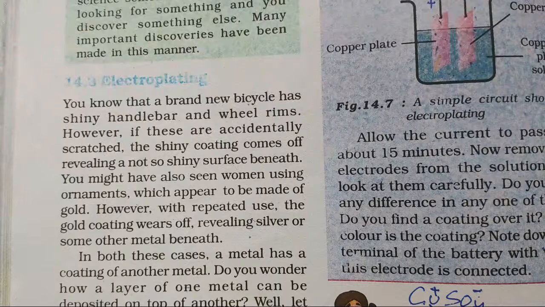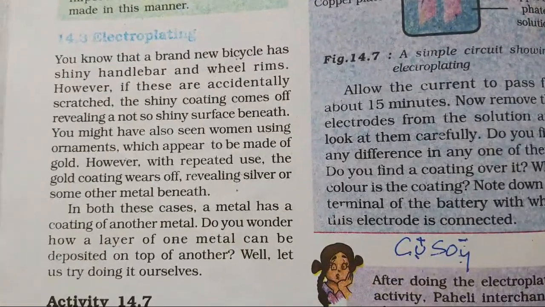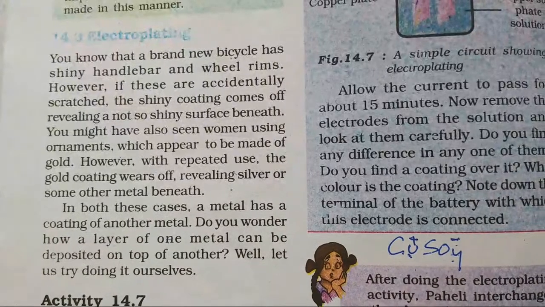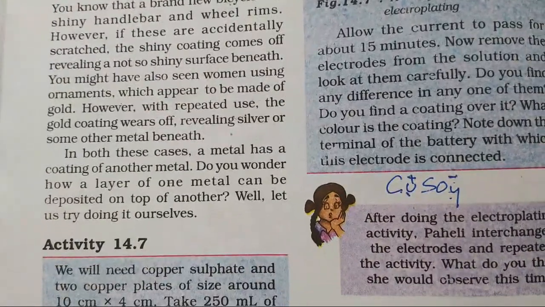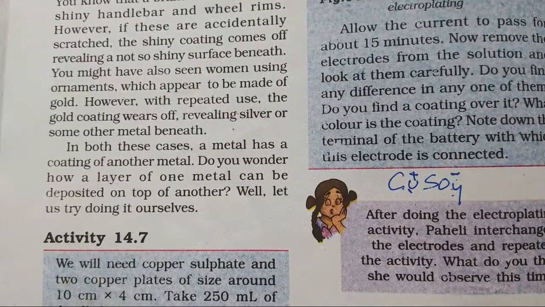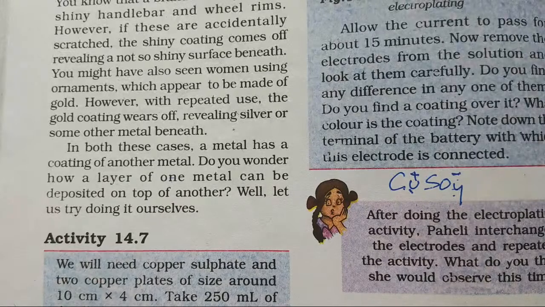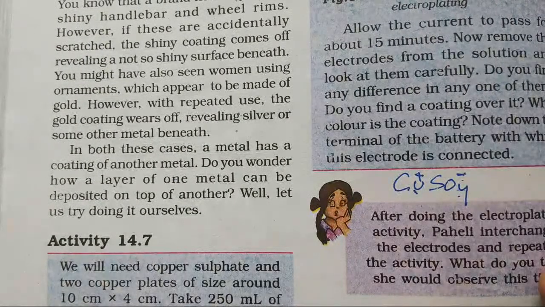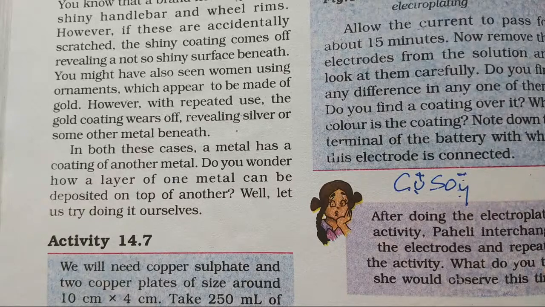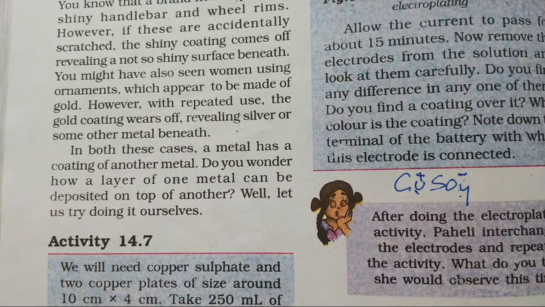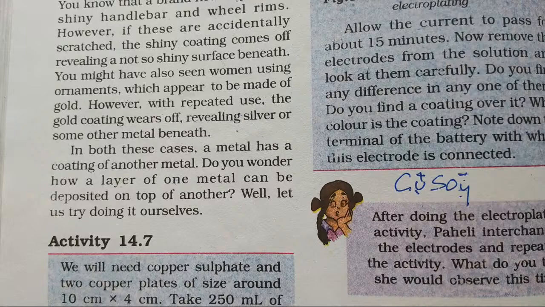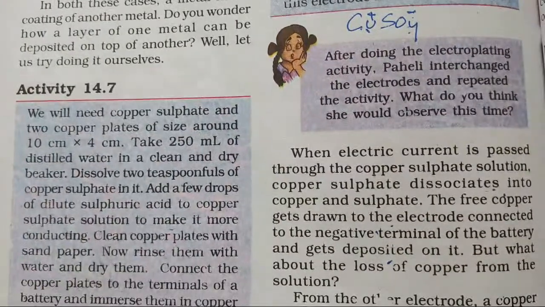You might have seen women using ornaments which look like gold but are not actually gold. So what are they? In both these cases, a metal has a coating of another metal. One metal is coated with another metal, and that makes it look better. Like if you have an iron metal and you cover it with another metal which looks like steel, and therefore it shines. How it is done is explained in this activity.